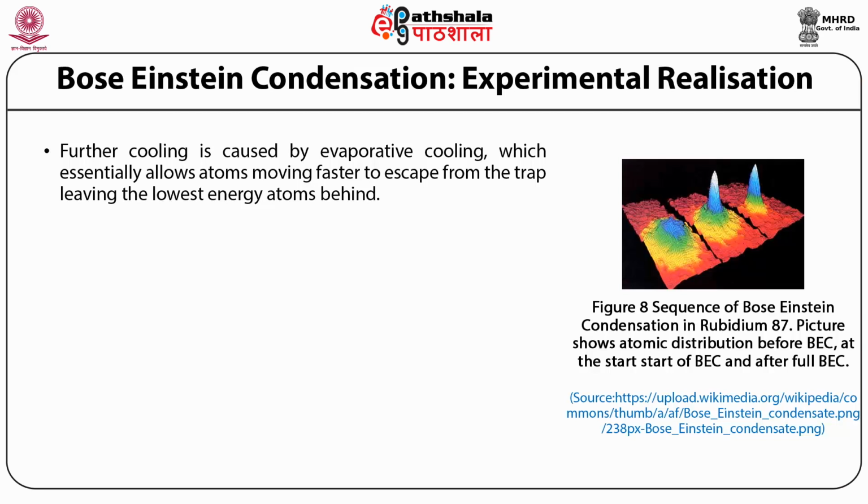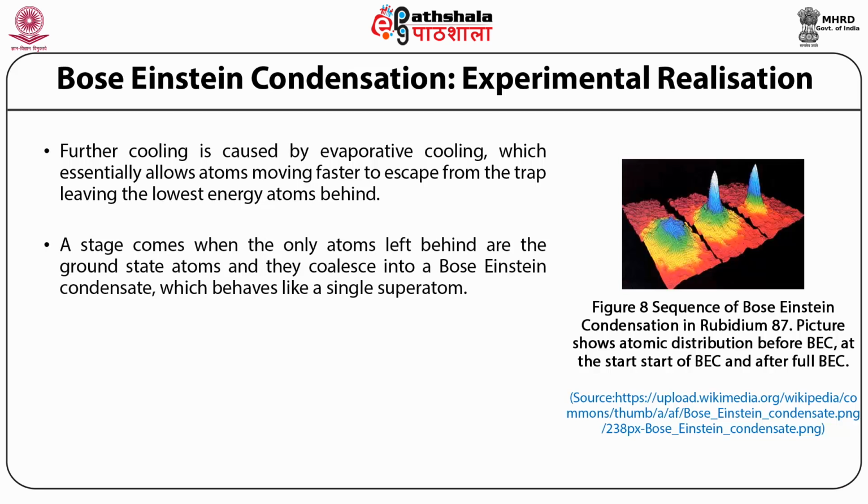Further cooling is caused by evaporative cooling, which essentially allows atoms moving faster to escape from the trap, leaving the lowest energy atoms behind. A stage comes when the only atoms left behind are the ground state atoms, and they coalesce into a Bose-Einstein condensate, which behaves like a single superatom. Rubidium atoms, because of highest mass, could go into the ground state at the highest temperature.